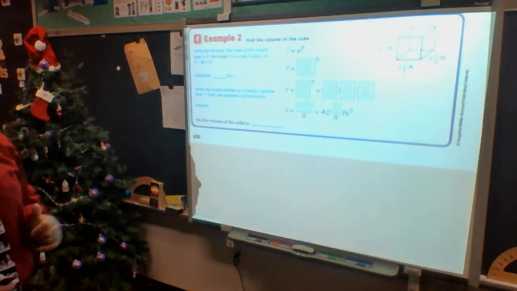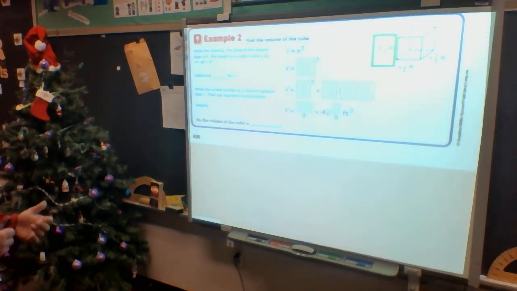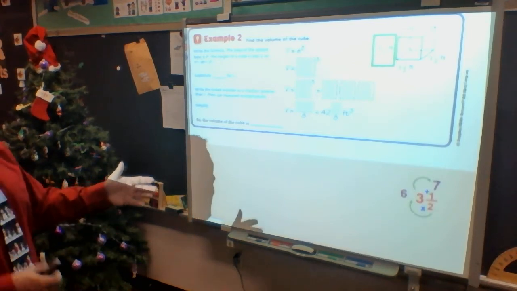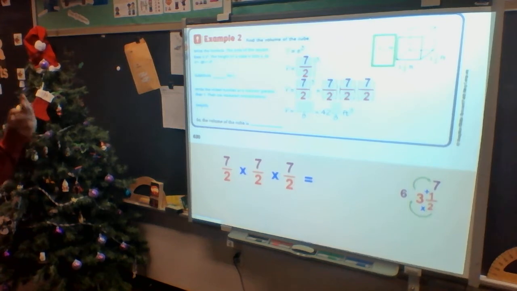So when I go to my cube that is 3.5, I know that I have to change that into an improper fraction. So I start at the bottom once again. I multiply and I add. 3 times 2 is 6. 6 plus 1 is 7. I keep my denominator. So my new fraction that I'm going to use is 7/2. I'm going to have to use 7/2 how many times? Well, once for the length, twice for the width, a third time for the height.